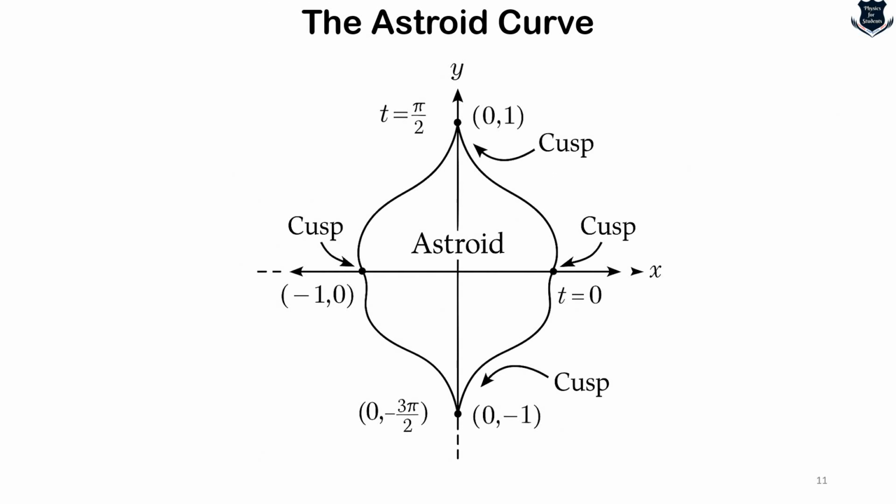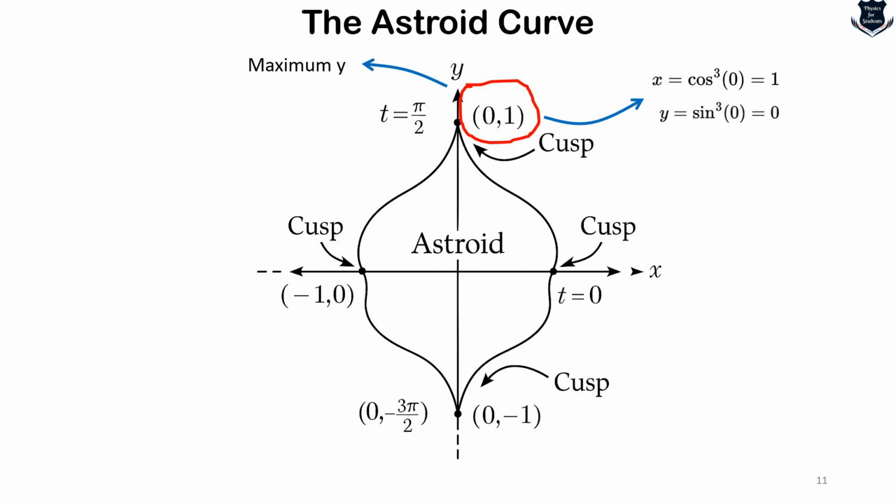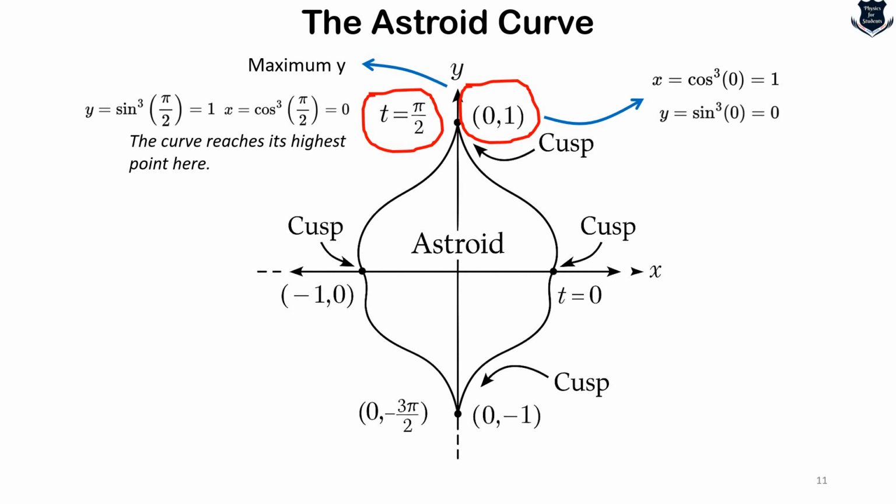Now as we turn the page, here you can see these are actually the values. Let me highlight this one. Right at the top, (0, 1), this is the value which gives you cos cube 0 and sine cube 0. Here the maximum value of t is reached, and this is t equals pi by 2. Again (0, 1) is reached, this is where the curve reaches its highest point.